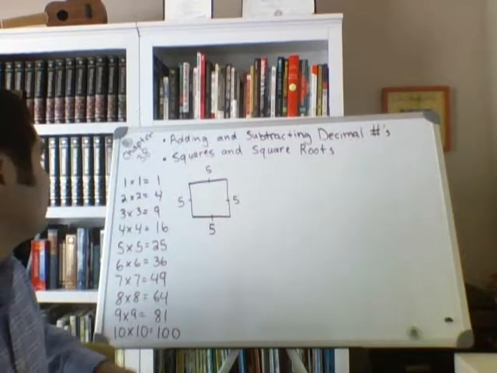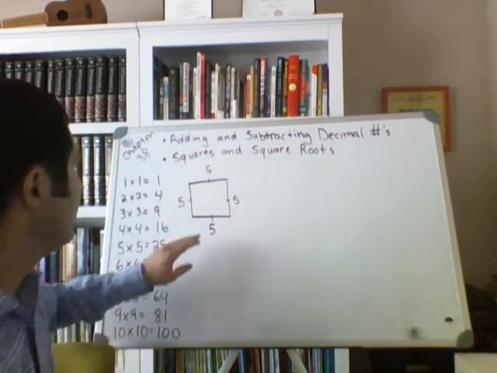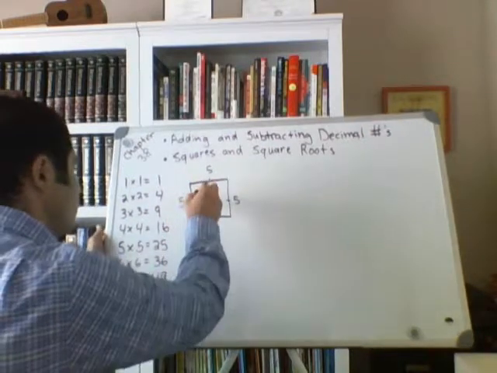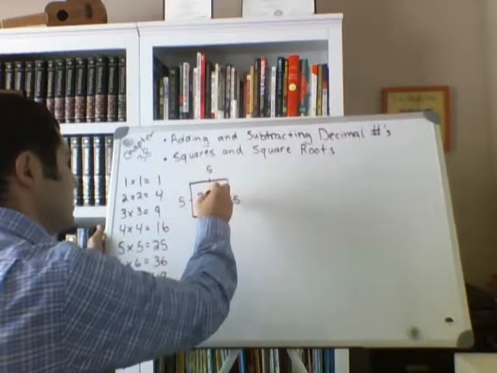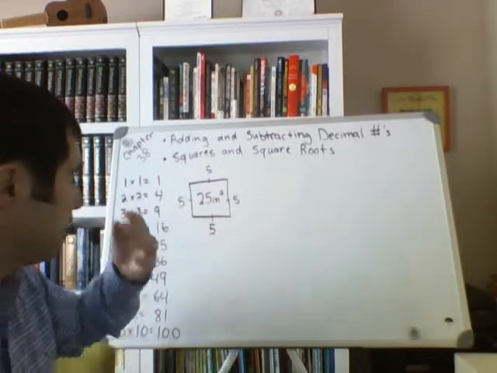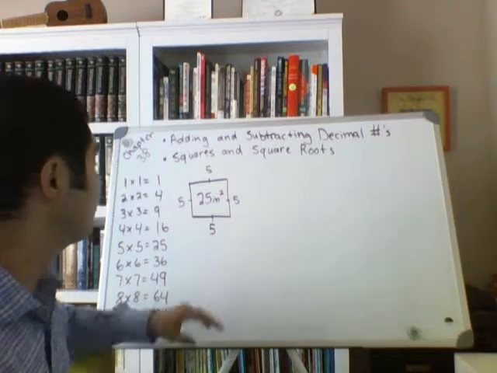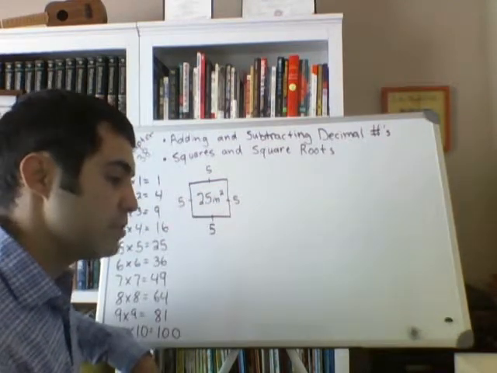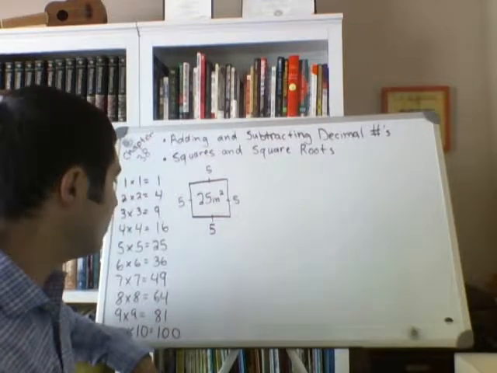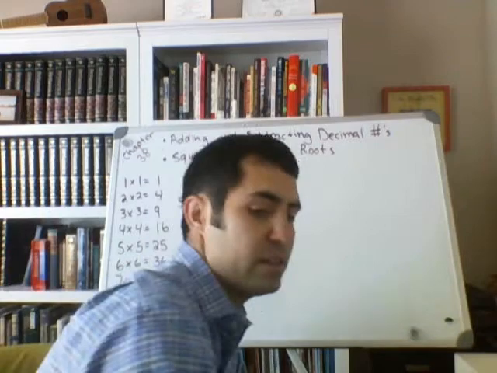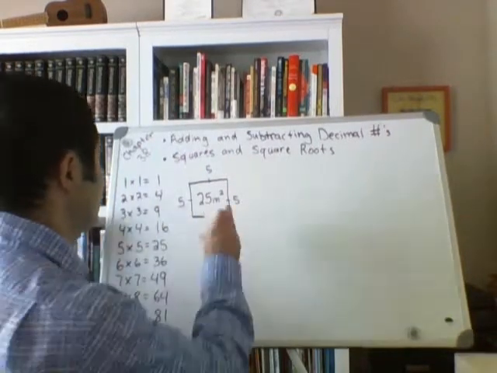Alright, so these are our squares from 1 to 10. And so the area of this is going to be 5 times 5, 25 inches squared. The little 2 in the air means that we have squared it in that area. Okay, so the way this is written, though, let me erase this, make some room here.